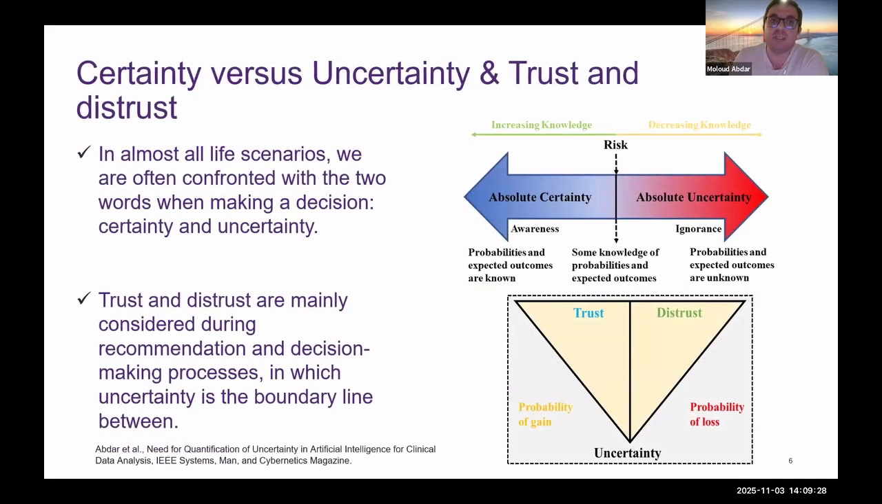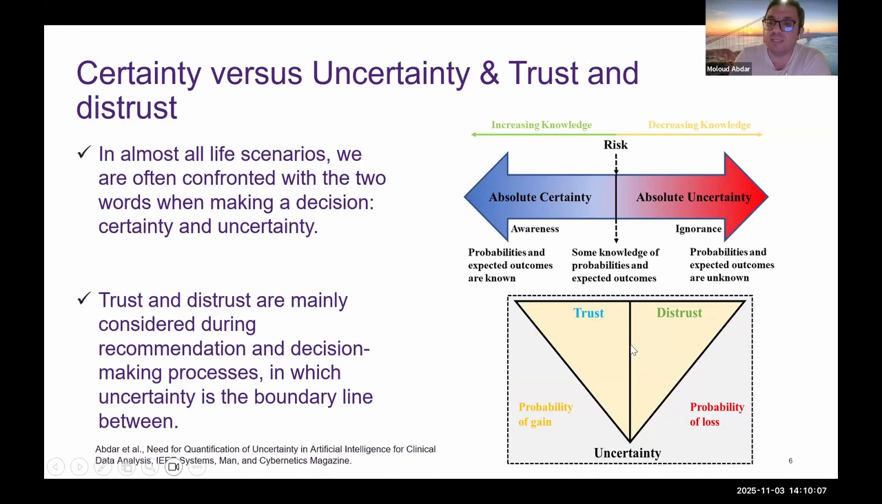Here I'm talking about certainty versus uncertainty and how they are linked with trust and distrust. As you can see in the figure, there is a borderline between absolute certainty and absolute uncertainty. When we have absolute uncertainty, awareness is going to increase, while when we have absolute certainty, ignorance can come through. And this kind of borderline can help us have trust or distrust.